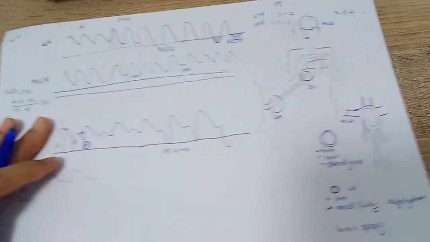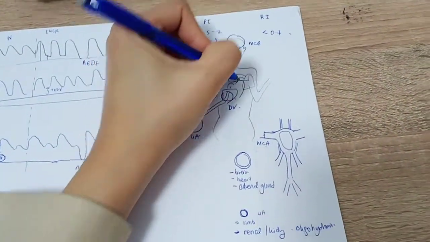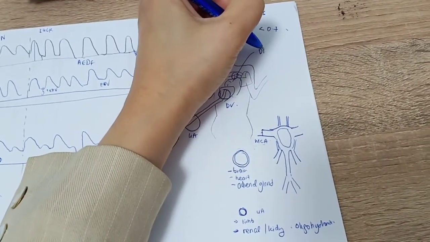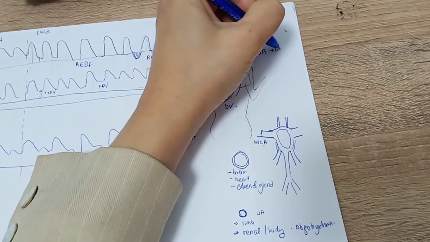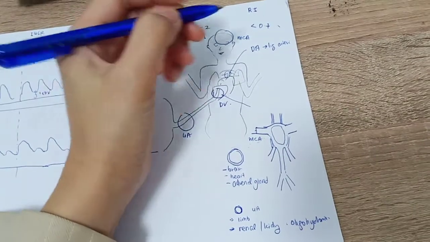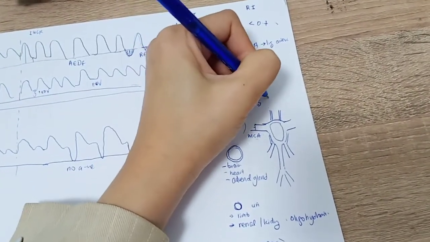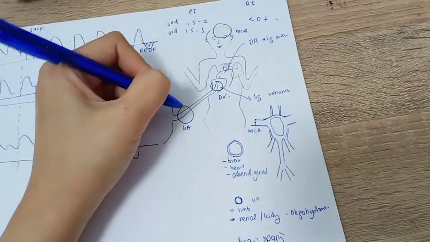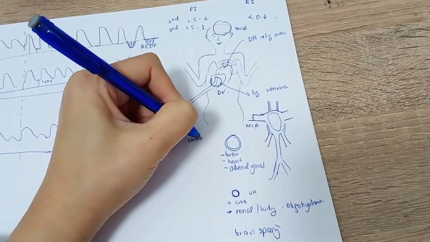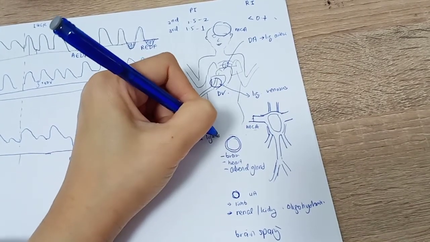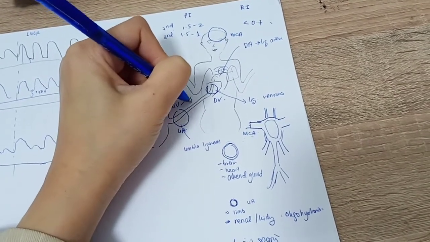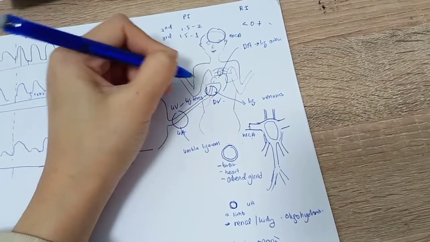We forgot to talk about what happens after delivery. Usually the ductus arteriosus will become the ligamentum arteriosum. The ductus venosus will become the ligamentum venosum. The umbilical arteries, we have two here, will become the umbilical ligaments. The umbilical vein will become the ligamentum teres in the liver.